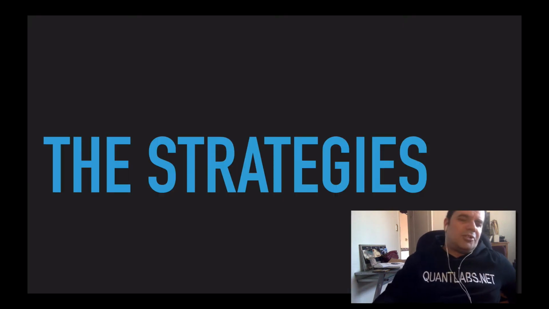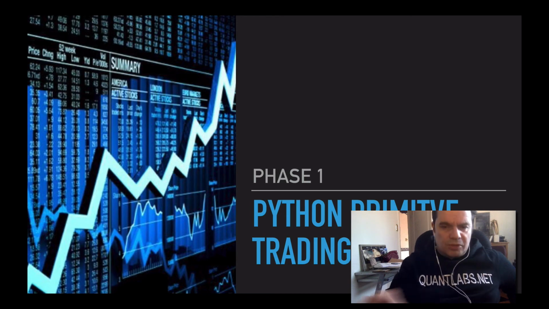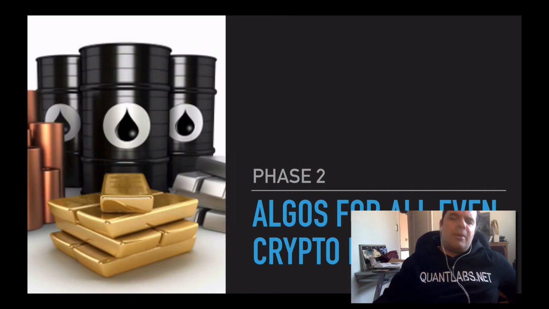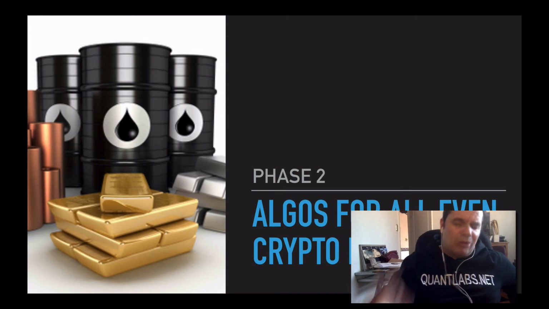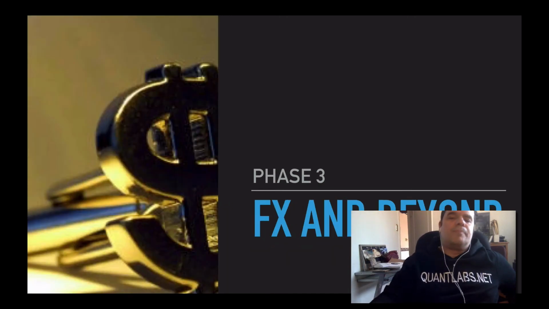Now let's talk about strategies. There are all these kinds of resources, but here's the first phase: to understand Python primitive trading systems. Then we'll get into some of the algos, and we're also going to get into crypto, including obviously Bitcoin. I focus right now on Forex and beyond.